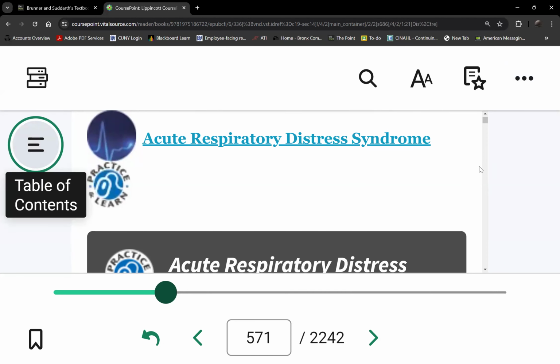ARDS. This is still respiratory failure. This is a progressive type though. So since this is respiratory failure, what will the ABG show? It can show PaO2 less than 60, PaCO2 over 50, pH less than 7.35, and oxygen saturation below 90. All of those are there.